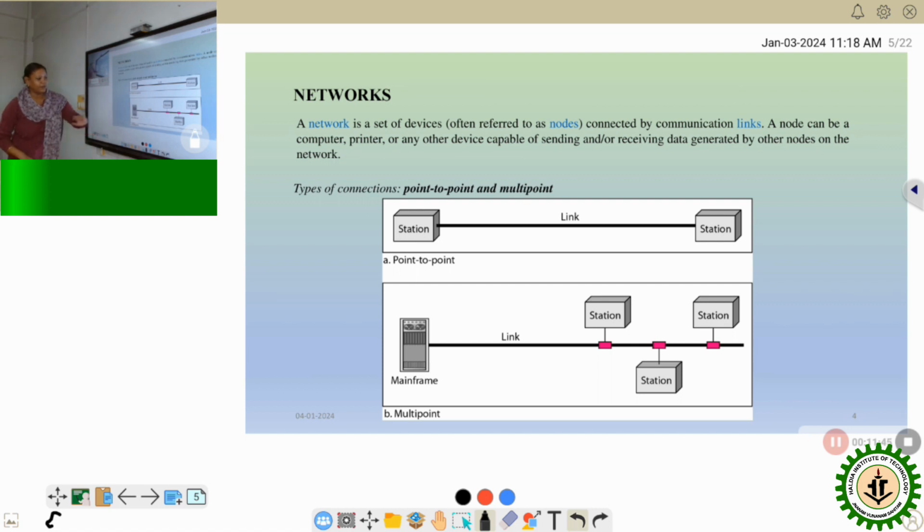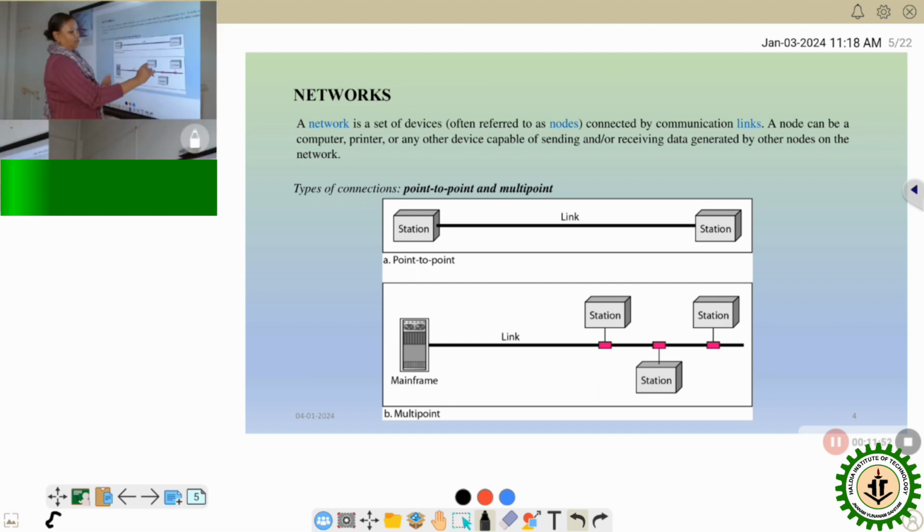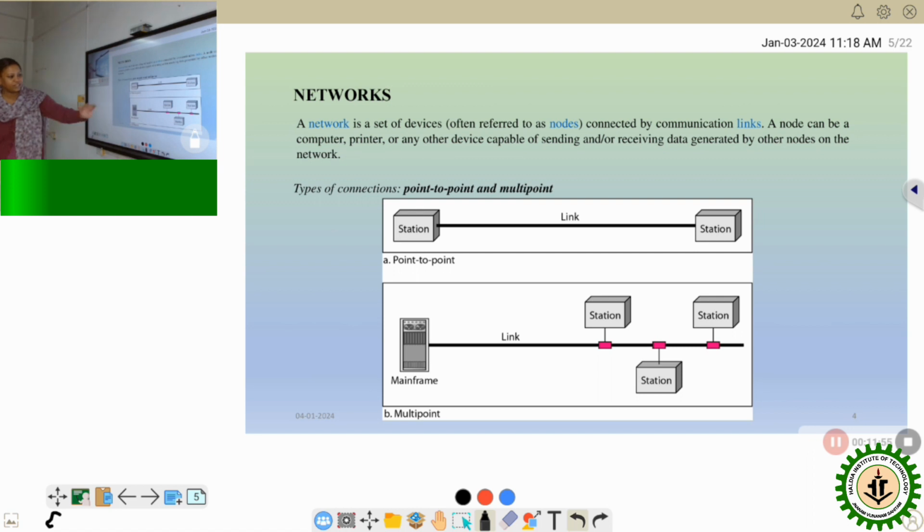Now when the multi-point concept comes, here you check the sender side is 1, but on the receiver side there are 3, according to the diagram, 3 stations are there. So that is stations 1, 2, 3 with some communication link, and the particular data sent by the mainframe is shared by station 1, station 2, station 3 and more. Okay, so that's why it is known as multi-point. This is the tap point, that is the communication point, and then it is connected.